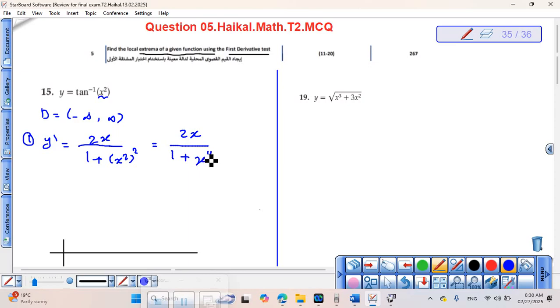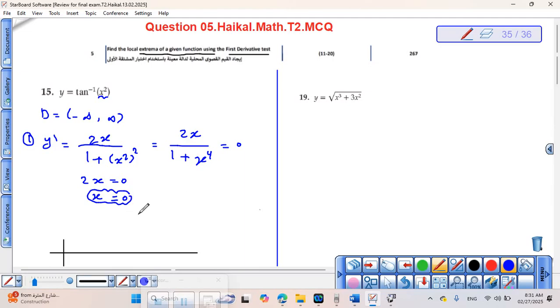If you look at the denominator, we cannot have the denominator equal 0. Just the numerator equals 0, because the denominator is always positive and always more than 0. So 2x equals 0, that means x equals 0. This is a critical number.